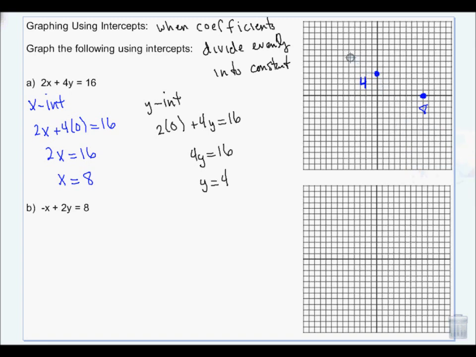And to graph my line, I just connect the dots and put arrows on both ends. And this is the graph. This line right here is the graph of this equation.